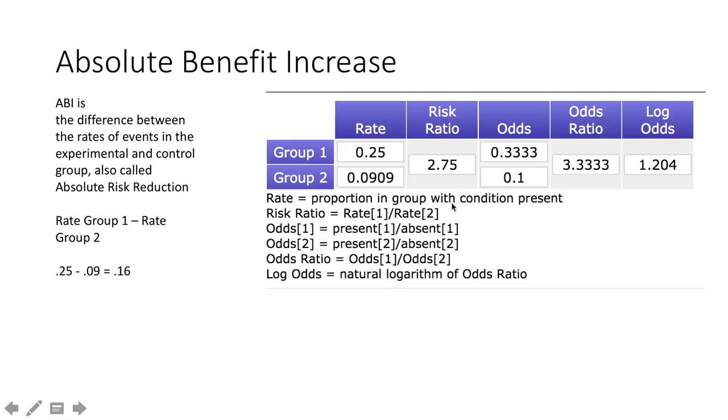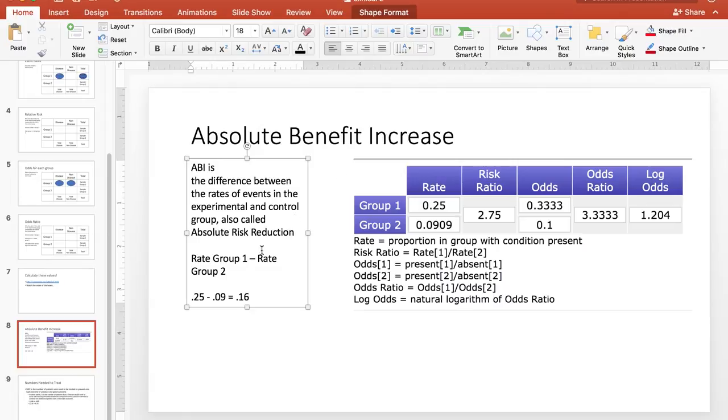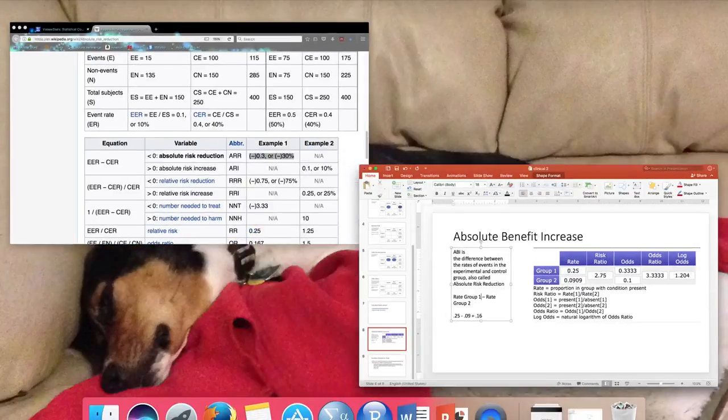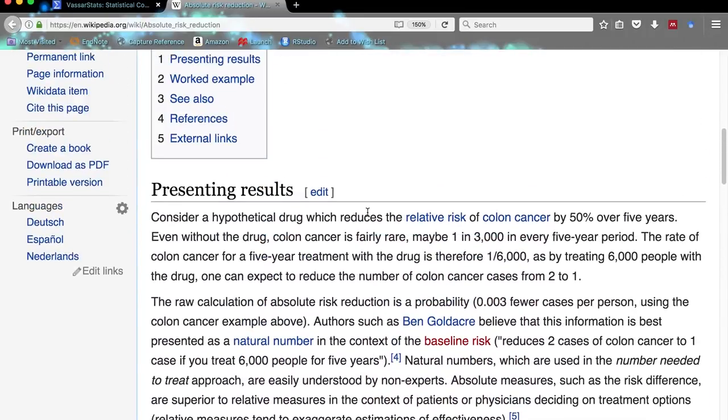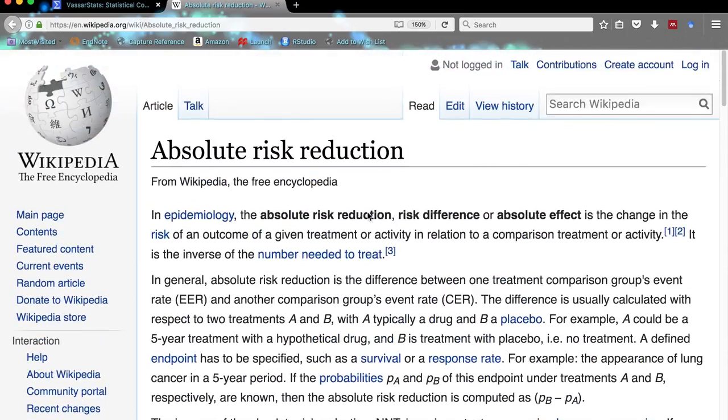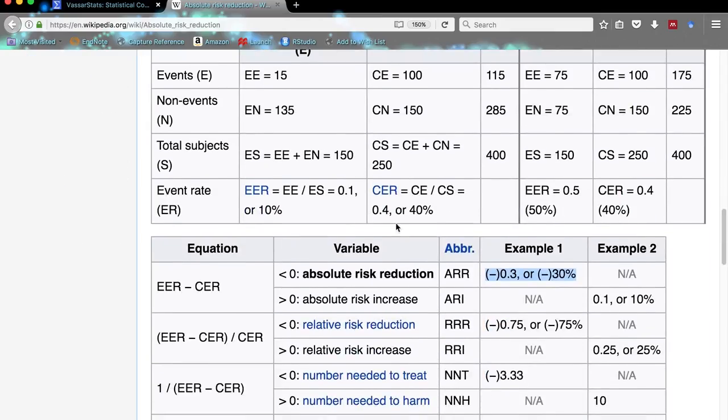So this is a bad case where the rate for group 1 is still higher than the rate for group 2. So this is the absolute risk reduction of 16%, and it's actually in the wrong direction because we want the rate for group 1, our experimental group, to be lower than group 2. So that was just an example. I had typed in some numbers. Let's go here. And if you're confused about any of this stuff, Wikipedia's page on absolute risk reduction is actually really great, and they give you a bunch of examples.